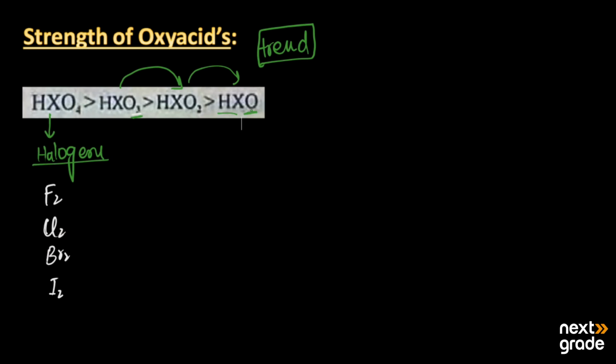And when we look at the oxyacids, the hydrogen in the molecule is linked to the halogen through the oxygen. So the oxyacids of chlorine are stronger as compared to the oxyacids of bromine, and then as compared to the oxyacids of iodine. So this is a simple topic about the oxyacids.